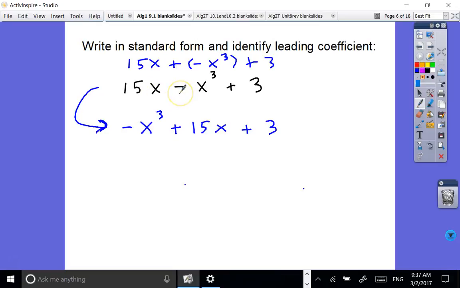So that's all we did. We used a little commutative property to get that highest exponent on the left, then the next highest in the middle, and then the least on the right. What is the leading coefficient? What is the number that goes in front of that term? It's -1, right? So that is the leading coefficient.